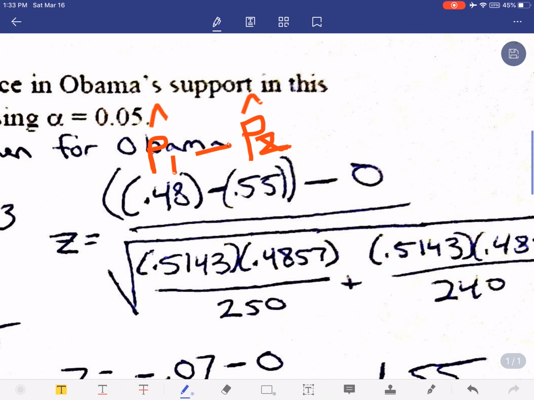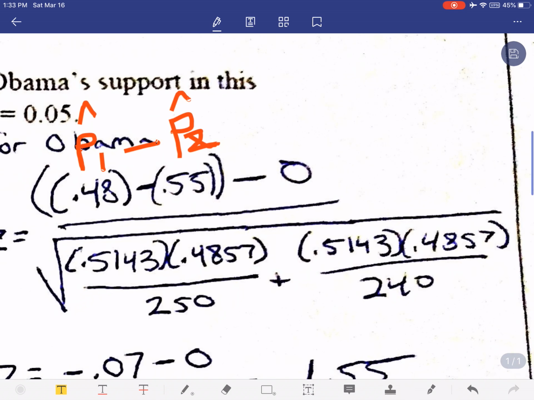Our second number is always going to be 0 because we're comparing against if there was no difference. So if there was no difference between these two proportions and they were the same, then if we subtracted them, our result would be 0. So that's why we're always going to put 0 as that second number on the top.